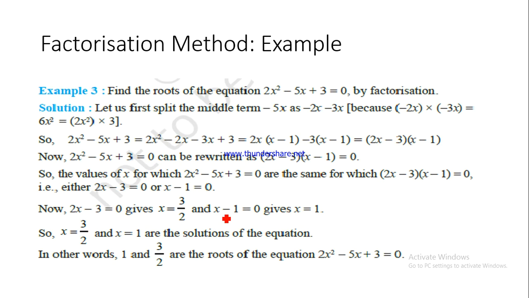Now this is another question which has been given in the book, so I'm not going to discuss this question in detail. I hope you will be able to do this question on your own. You have to basically find out the roots of this particular equation, 2x square minus 5x plus 3, and you would be using the same methodology as discussed by us earlier.